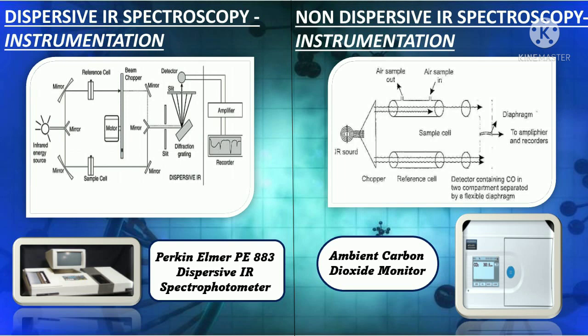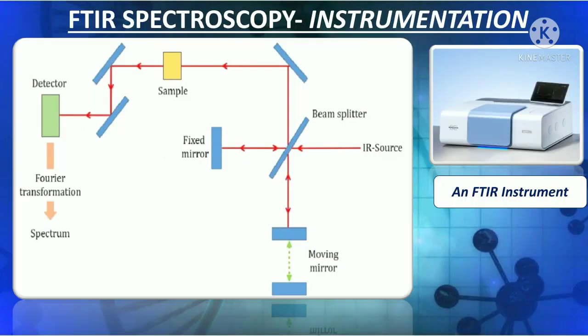Then comes Fourier transform infrared spectroscopy. As the name suggests, here a Fourier transformation method is used. Basically almost everything is the same, but the difference is that here there is an interferometer which consists of a moving mirror and a stationary mirror, and the beam splitter splits radiation to both mirrors and it is reflected back to the beam splitter. At one end there is a stationary mirror and at the other end there is a moving mirror, that is, it will move.